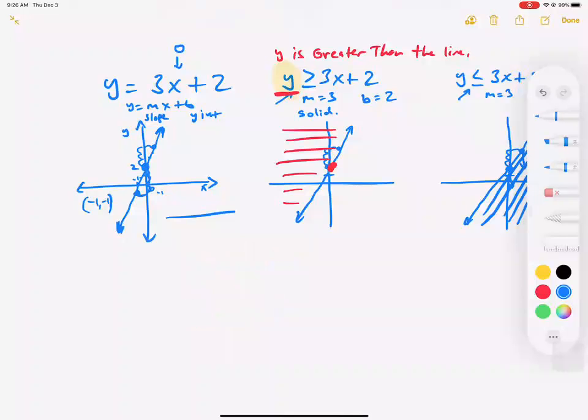Y is greater than 3x plus 2, okay? So I'm going to ask you, are these points okay for you?